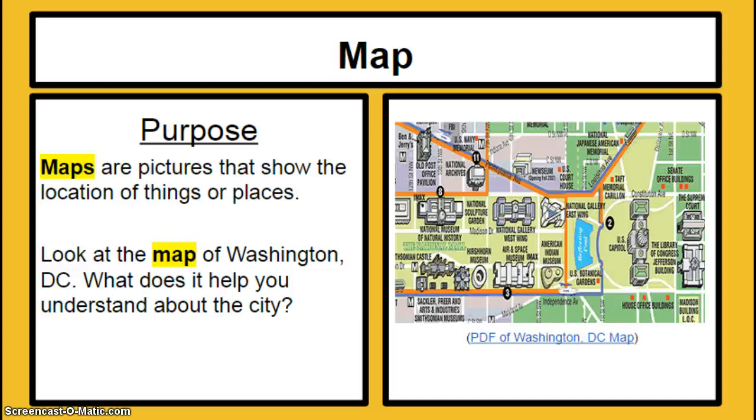Okay, so maps are what? Maps are pictures that show the location of things or places. If you check out this map here of Washington, D.C., it might help you understand more about the city. And if you would like to click the PDF of the Washington, D.C. map, you'll see even more. So go ahead and look at that map and talk with your partner about how the map helps you understand the city of Washington, D.C. Once again, pause the video.